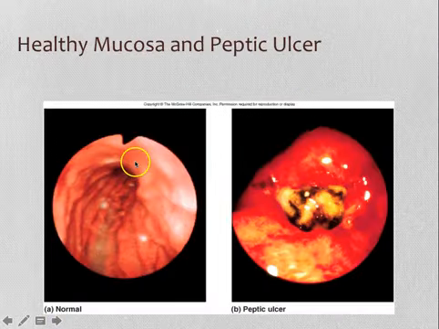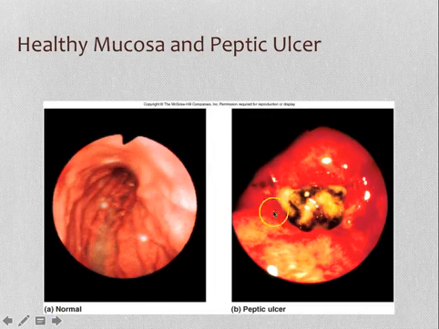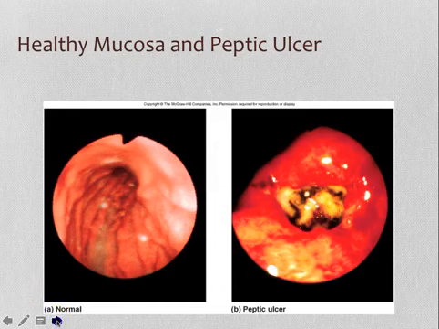Okay. So to give you an idea what an ulcer looks like, so this is nice and healthy mucosa, and you can see it's red, inflamed, right? It's even pussy in this area, so that's an ulcer. Basically, the acids are burning through the mucosal lining.